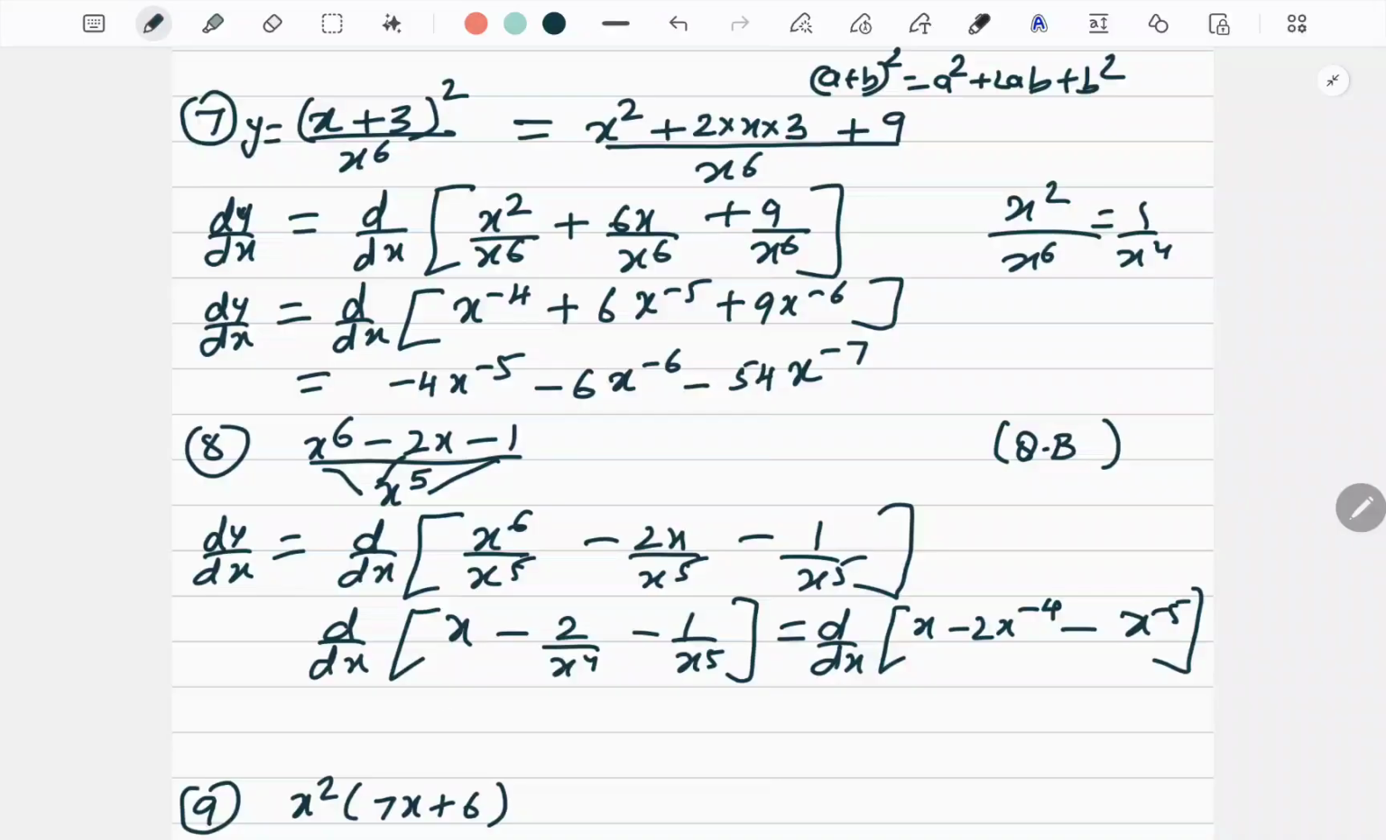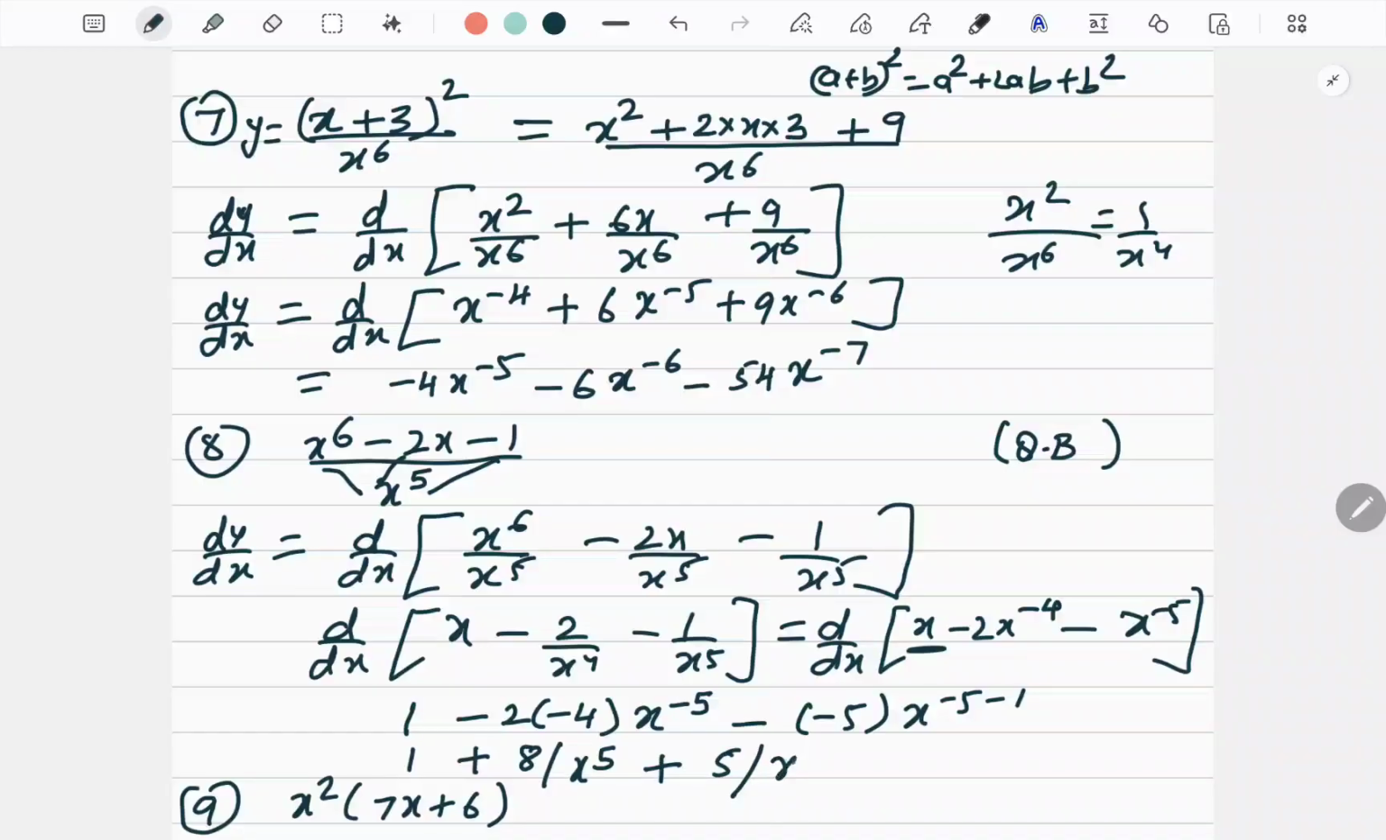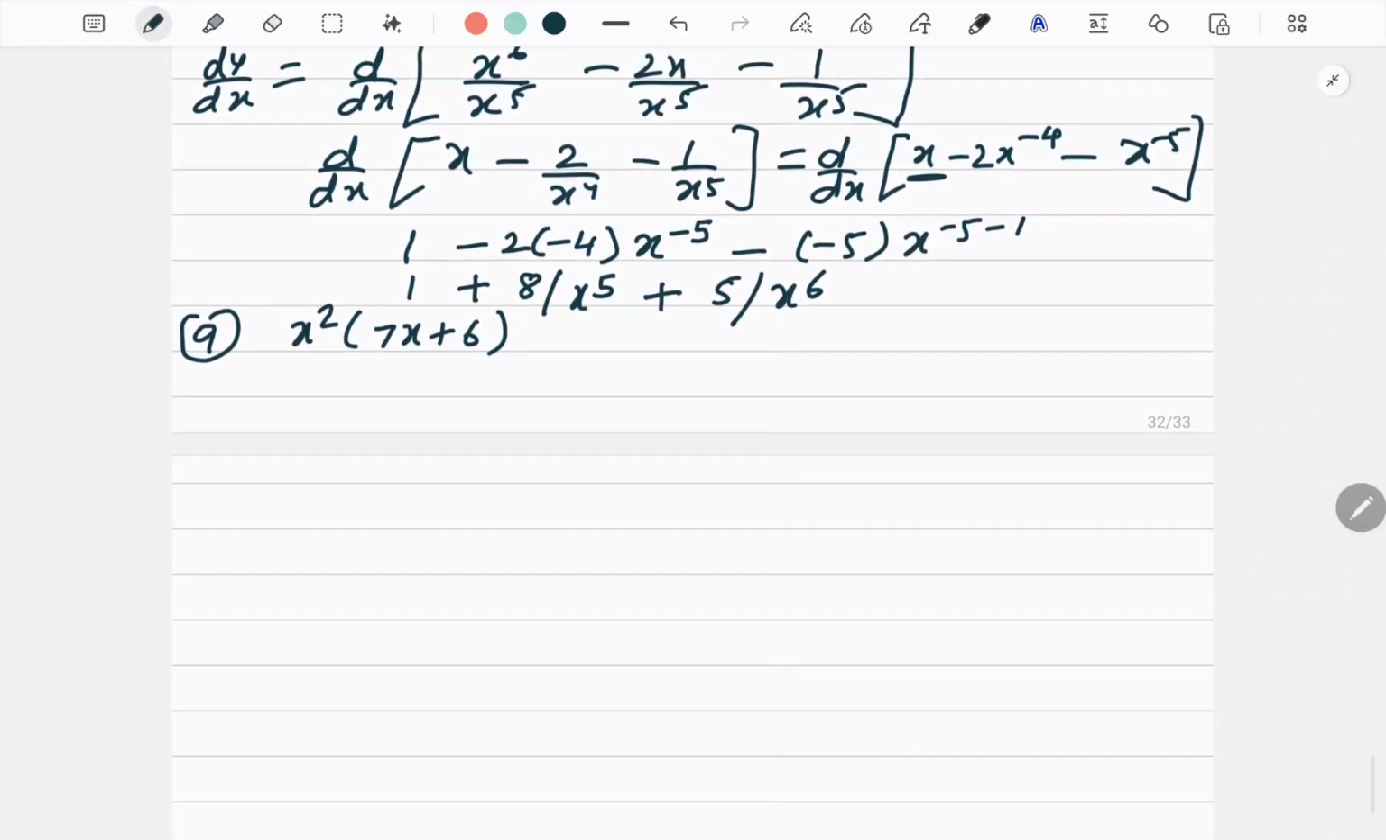So the differentiation will be d/dx of x, which is 1. Then minus 2 and minus 4 will come in front, and x to the power minus 4 minus 1, that is minus 5. So minus 5 x to the power minus 5 minus 1. So this becomes 1 plus 8 by x⁵ plus 5 by x⁶. Understood? Now look at this ninth question.